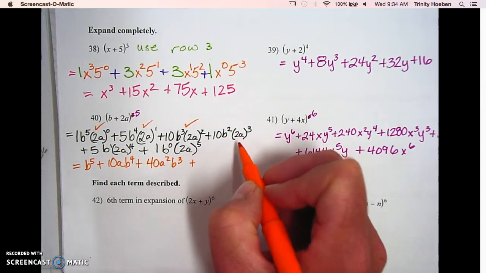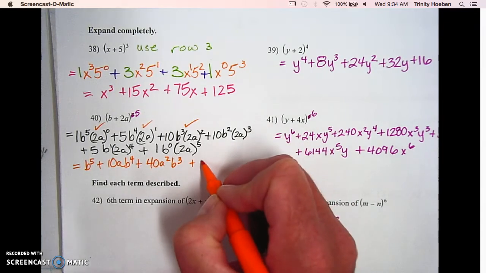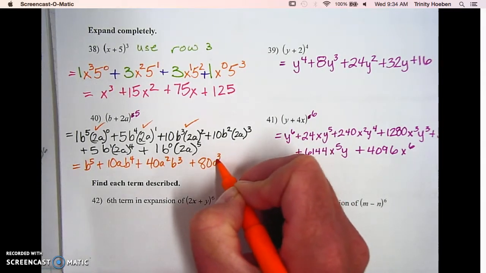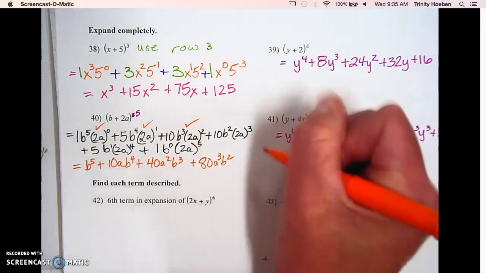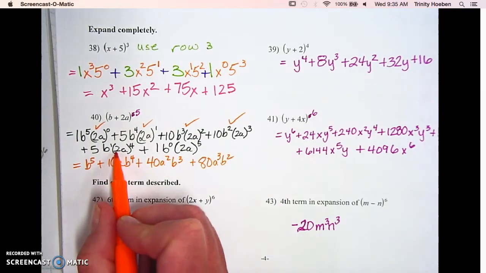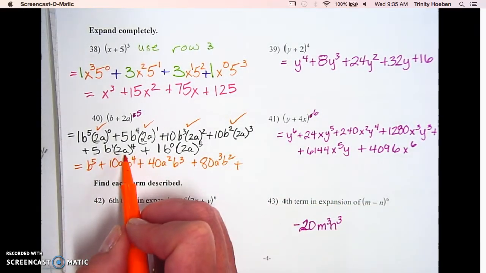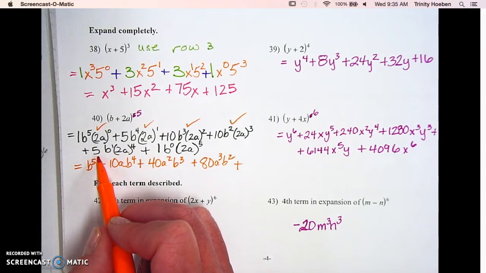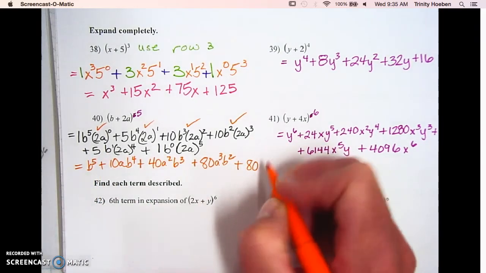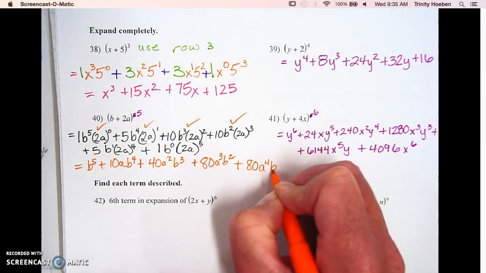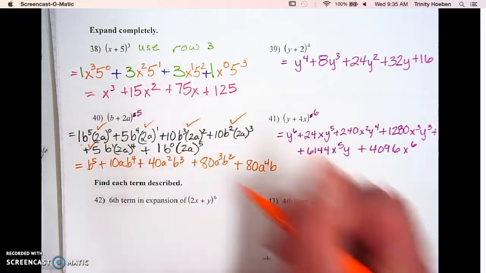2a to the third is 2a times 2a times 2a, which is what, 8a to the third, times 10 would be 80a to the third, and then there's that b to the second. Check. Got two more terms here. I think I can squeeze it in going over here. All right, 2a to the fourth times 5. I end up with another 80, a to the fourth, b to the first. I'm not going to write the 1. That one was this one over here, squeeze in a little check mark.